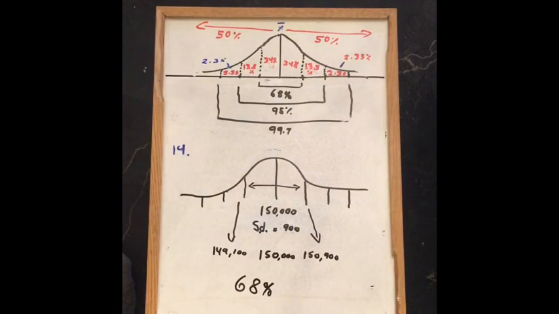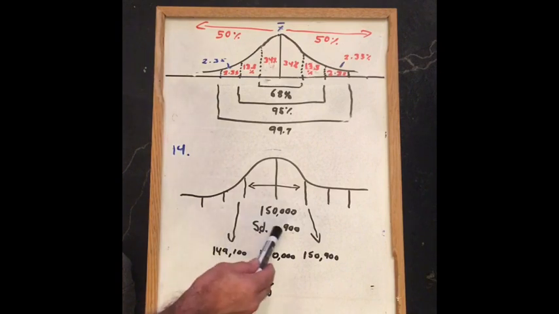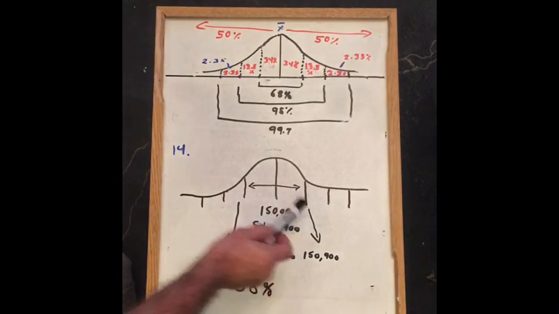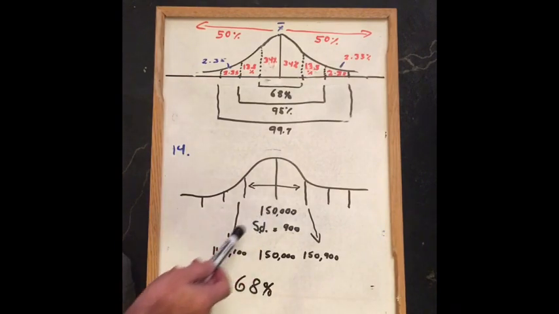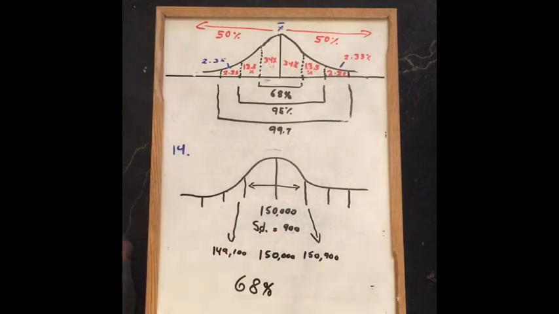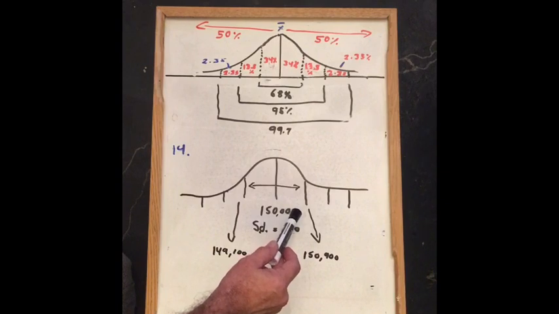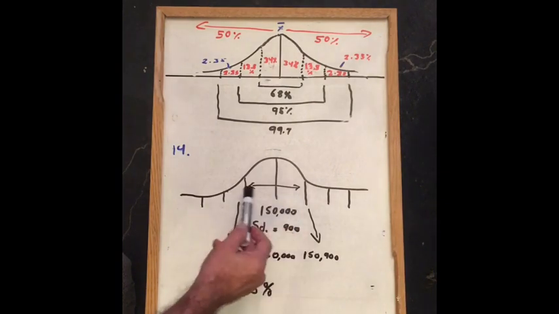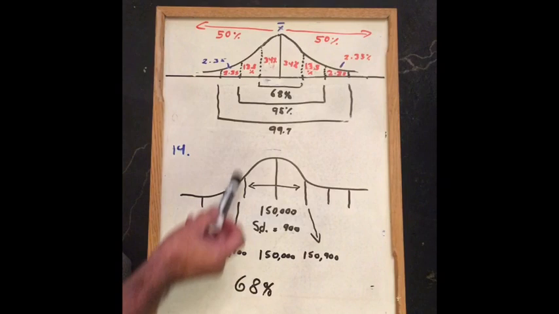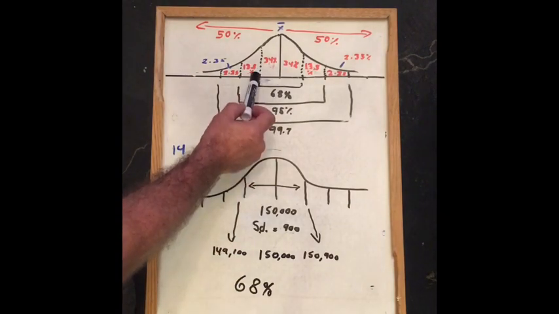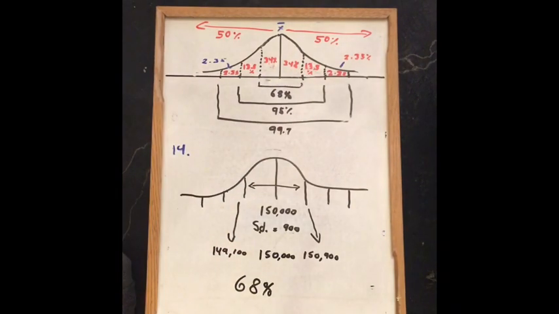For problem 14, we're given that the mean is 150,000 and the standard deviation is 900. If you add 900, you end up 1 standard deviation above, and if you subtract 900 at 149,100, you're 1 standard deviation below. The question asks, what is the percentage of buyers who paid between here? So it would be 68%, using the empirical rule, between 1 standard deviation above or below the mean.